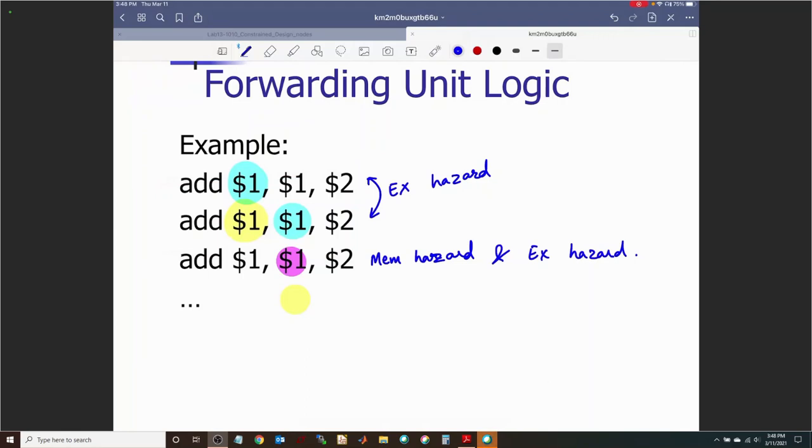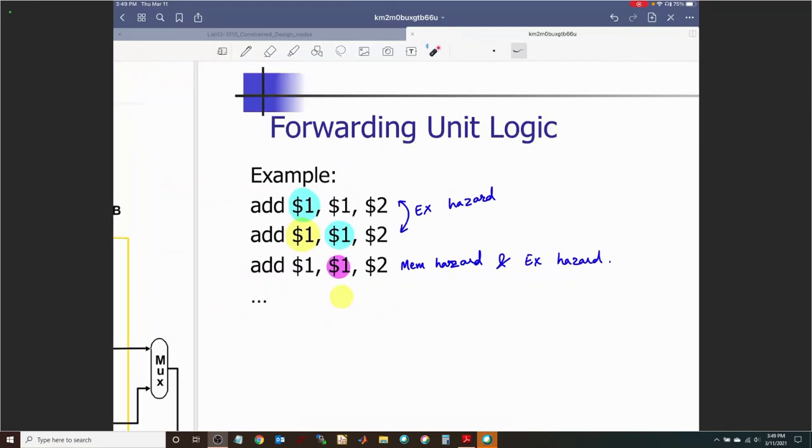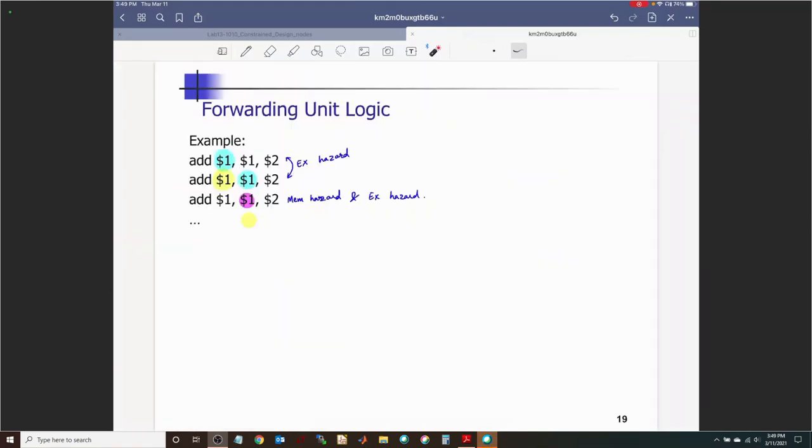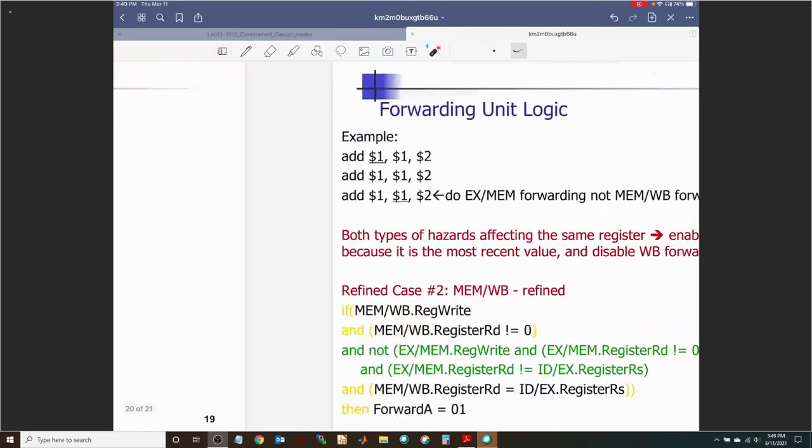And that kind of is continuing, right? Because again, we are changing this. So I don't know if we'll use it again or not. So now the question is, what should we do with the forwarding? Should we forward XMEM? Should we forward mem write back? What should we do in terms of the forwarding unit logic? It turns out that we need to modify a little bit.